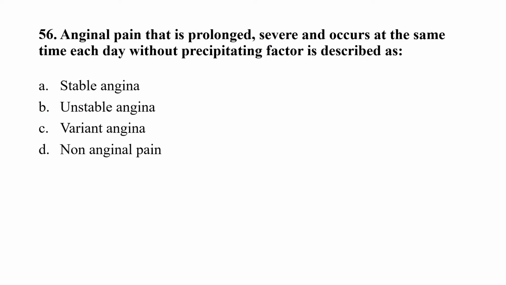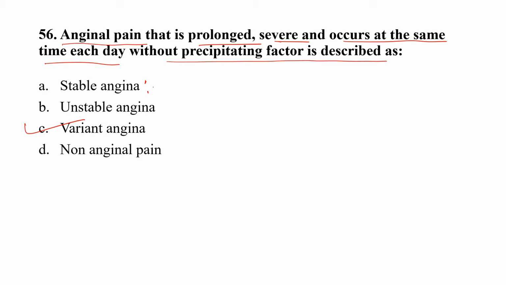Question number 56. Anginal pain that is prolonged, severe and occurs at the same time each day without precipitating factors is described as: option A, stable angina, option B, unstable angina, option C, variant angina, option D, non-anginal pain. The correct option here is option C, that is variant angina.